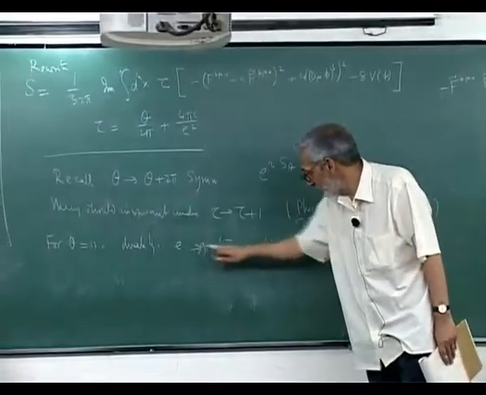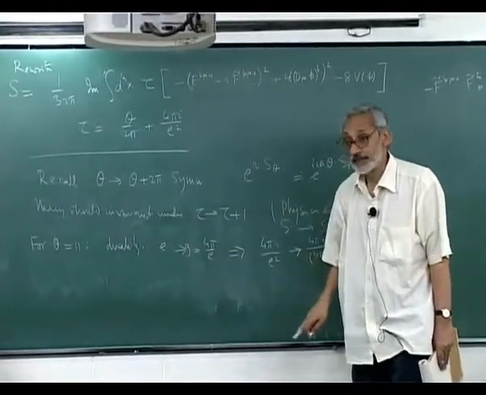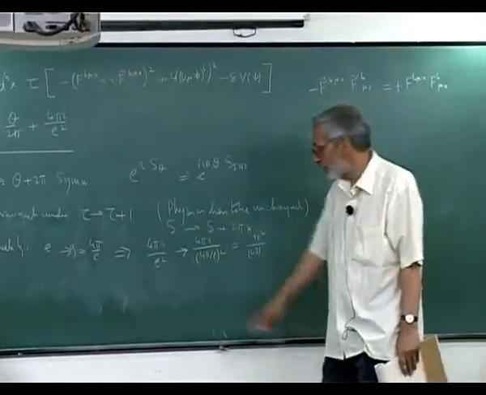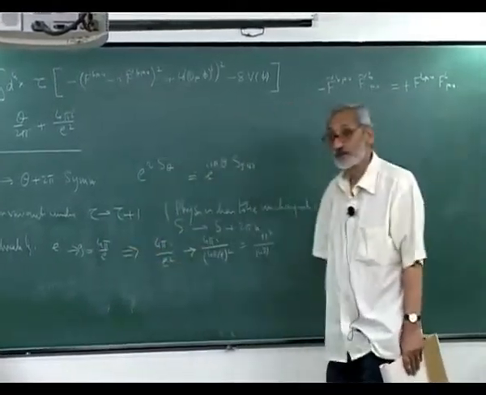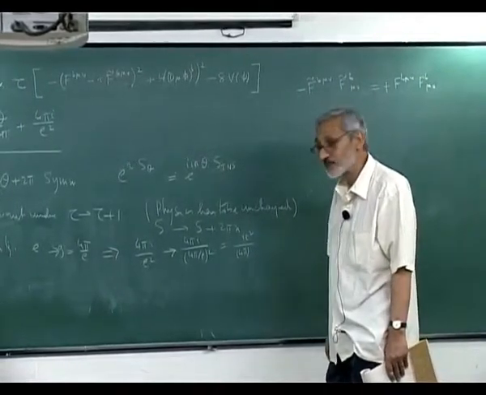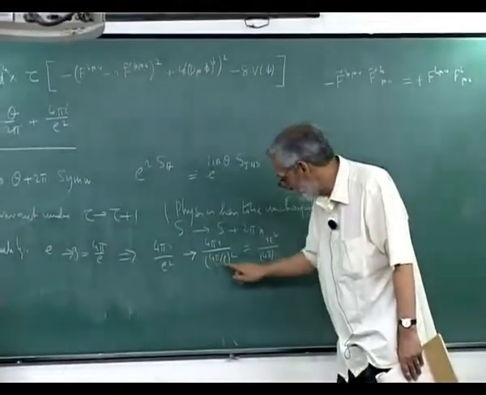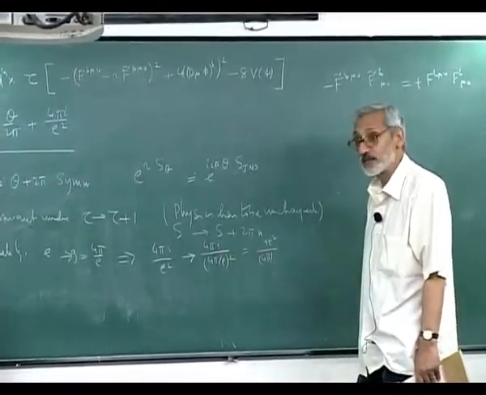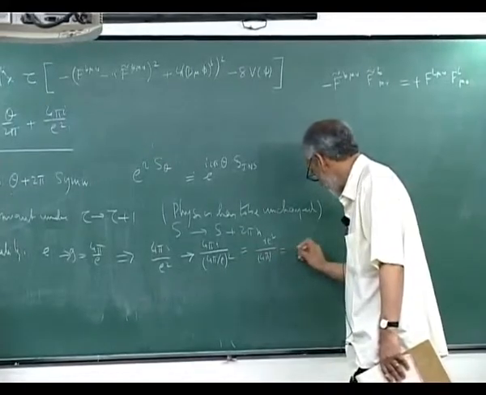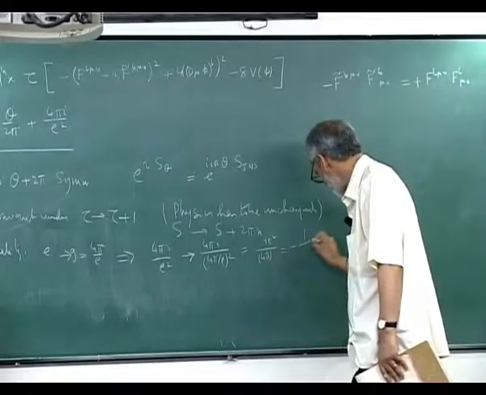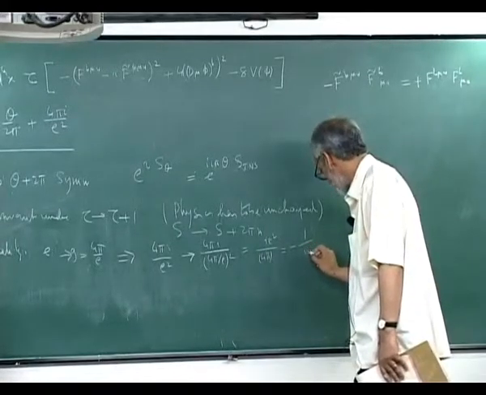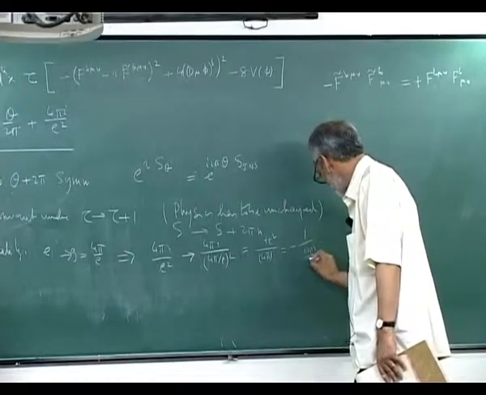E going to G, which is E going to 4π by E, right? Because G is 4π by E, right? So E going to 4π by E square. So simplify this, this is what it is. Now I can also rewrite this as minus 1 by 4π I by E square.